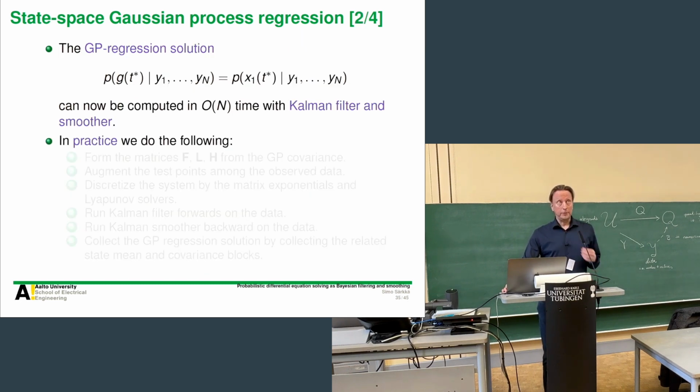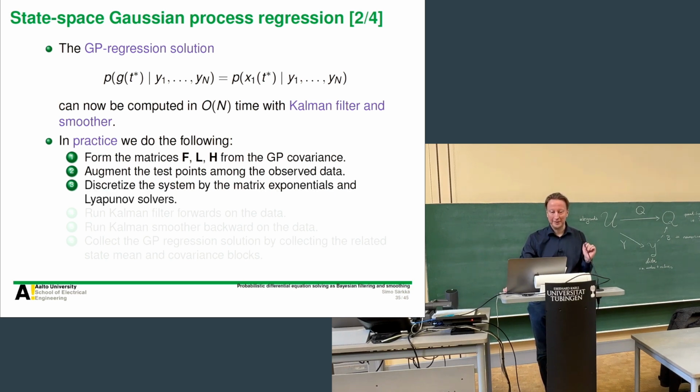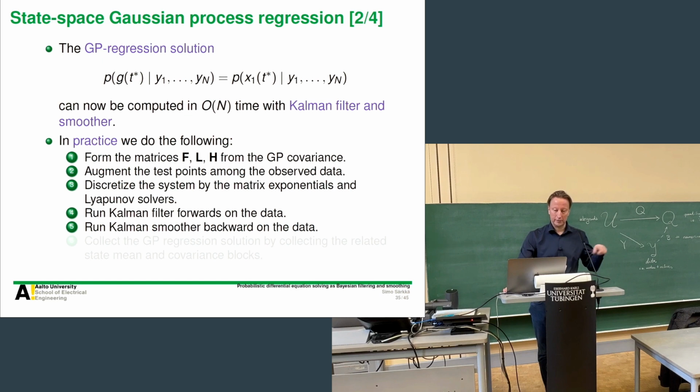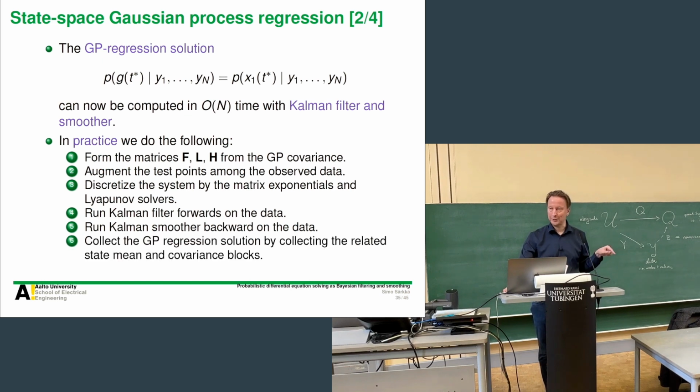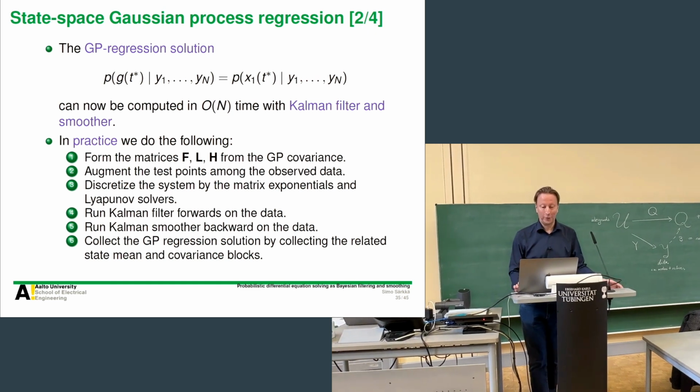And then, what we can do is, if we want to compute the GP regression solution, we form those matrices F, L, and H, then in a certain way augment the test points to the time series. Then there's one thing we need to discretize a bit, and then we finally run the Kalman filter forwards with the data and the Kalman smoother backwards in the data. And then we collect the solutions from the smoother results. So this will solve the GP regression problem in O(n) time.